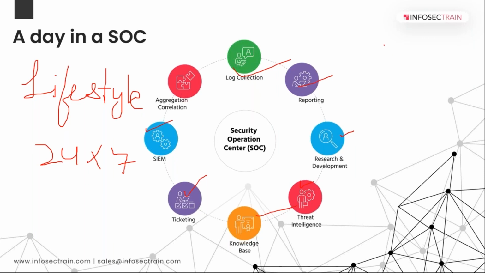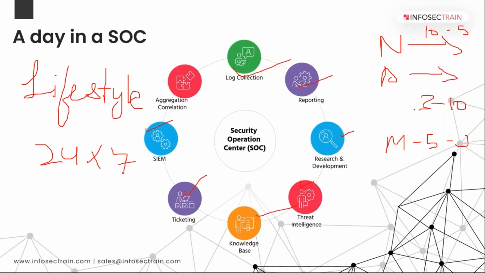Let's say one week you will be given a night shift where you have to wake up at night. One week you will be given a day shift where you do the work during the day. Let's say 3 to 10. Then the night shift is basically 10 to morning 5. Then the morning shift is morning 5 to 3. So you have to work round the clock.